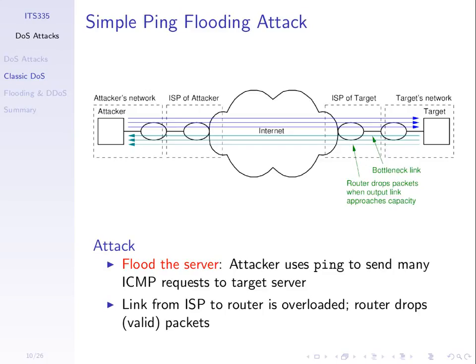So this is an attack on the network resources, not on the server itself, but on the link that leads to the server. If the attacker can generate enough ping requests coming in, in theory it can overflow that link. This is the concept of a ping flooding attack. The attacker uses ping to send many ICMP requests to the target server, overflowing the link. The router starts to drop packets, including the normal packets from others on the internet who are trying to access the target website, therefore denying them normal service.